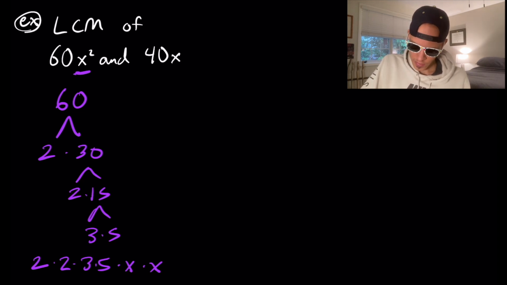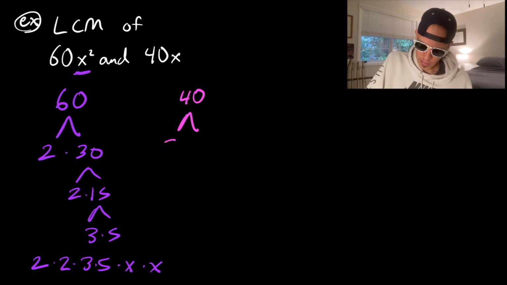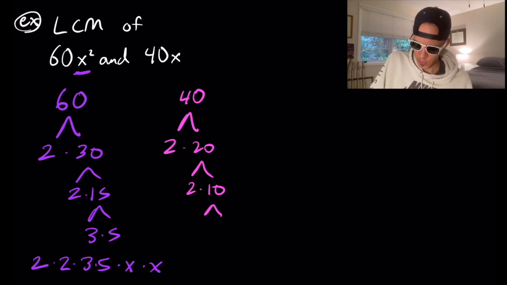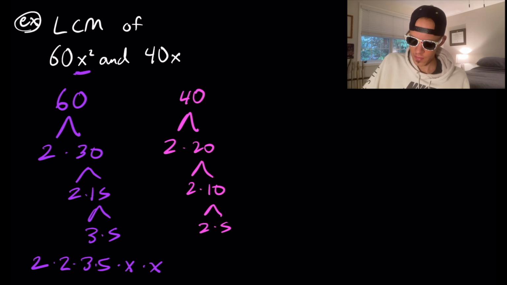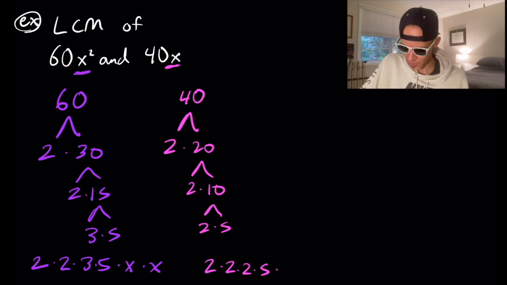And then looking at this 40, right, it's an even number, so we can do 2 times 20. 20 can split up into 2 times 10, and then 10 can split up into 2 times 5. So I will write 40 in its prime factorized form as 2 times 2 times 2 times 5. And then we multiply by x at the end there, so I'll just do times x.